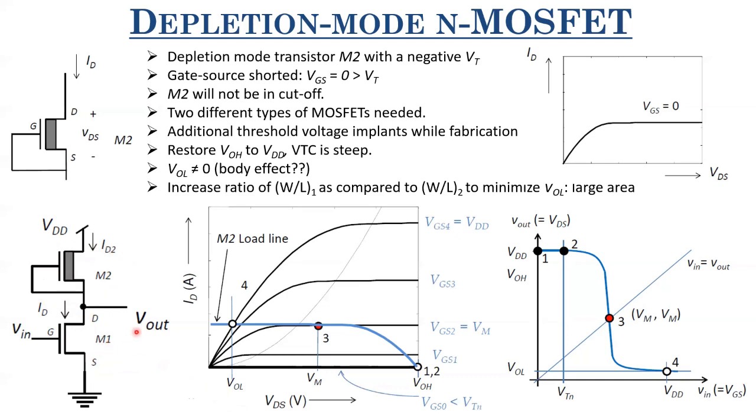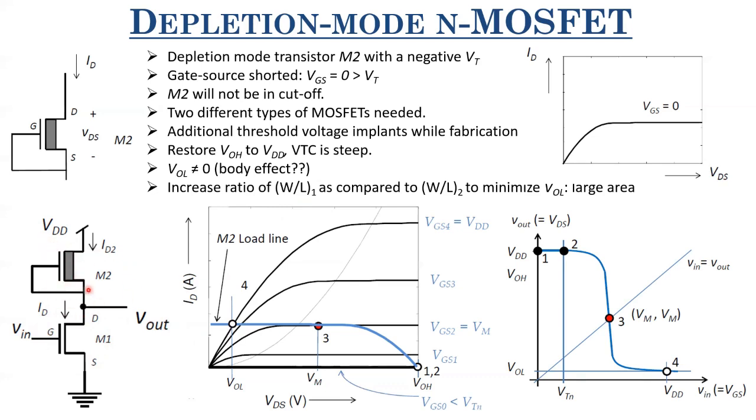So we also saw in the previous lecture, where we were calculating the equivalent resistance, that R was proportional to 1 by W by L. So if R is proportional to 1 by W by L, we have to increase the W by L ratio of M1 so as to reduce its resistance as compared to the W by L of M2. So for having a low VOL, we need the equivalent resistance of M1, when Vin equals VOH, that is VDD, to be as small as possible as compared to R of M2.